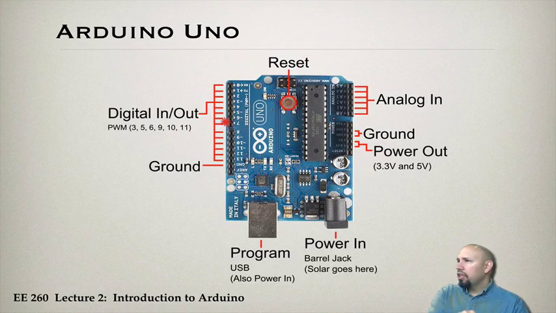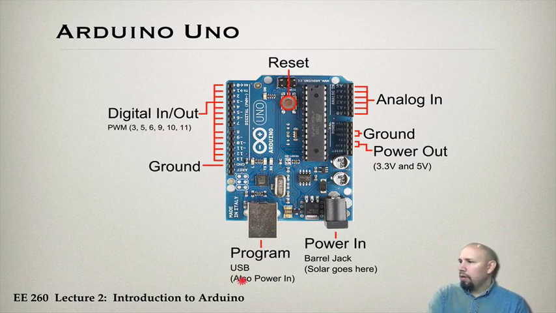You have digital inputs and outputs. These are often referred to as general purpose inputs and outputs. The Arduino has a reset button that can be used to restart your program. There are analog input channels, digital input and output. There's ground, there's power. There's both 3.3 volts and 5 volts. It has a USB connection that allows you to program. It also has a power in case you want to use this thing independent of a personal computer.